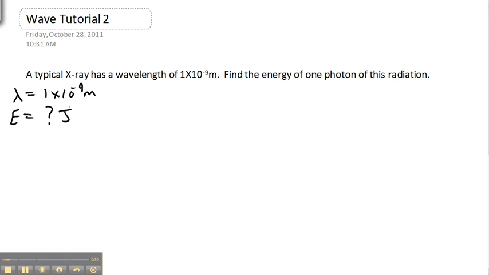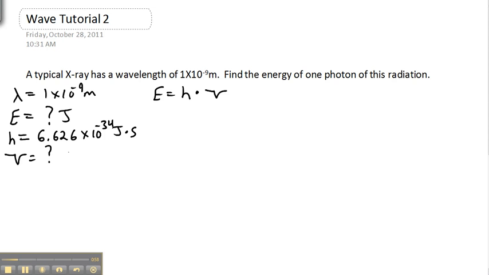So what's my formula for energy? Energy is equal to Planck's constant times frequency. So what's Planck's constant? Well, it's a constant, so it's the same number every time, which happens to be 6.626 times 10 to the negative 34 joule seconds. But I don't know the frequency. So how am I going to find the frequency?